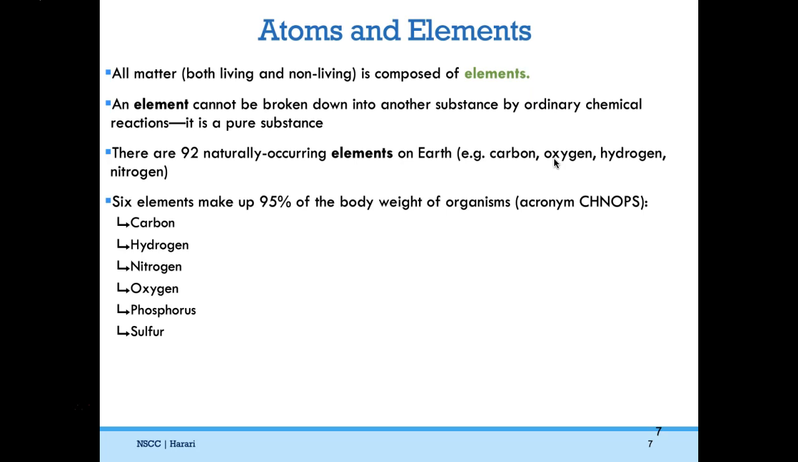Despite there being 92 naturally occurring elements on our planet, only 6 elements make up 95% of the body weight of living organisms. In order to remember this easily, you could remember the mnemonic CHNOPS, which stands for carbon, hydrogen, nitrogen, oxygen, phosphorus, and sulfur. Those are the major elements that make up living organisms. There's an interesting picture in the book, on page 20, that talks about the different percentages of elements in the Earth's crust versus in organisms.